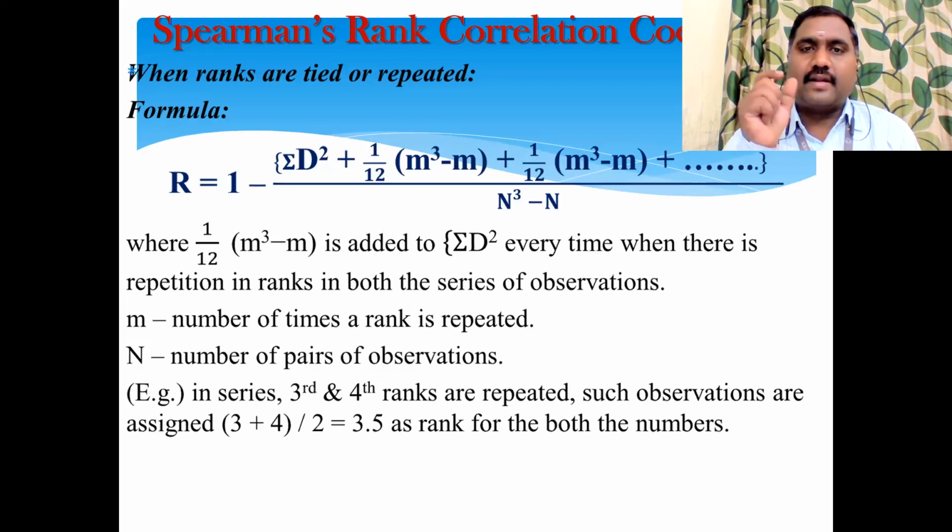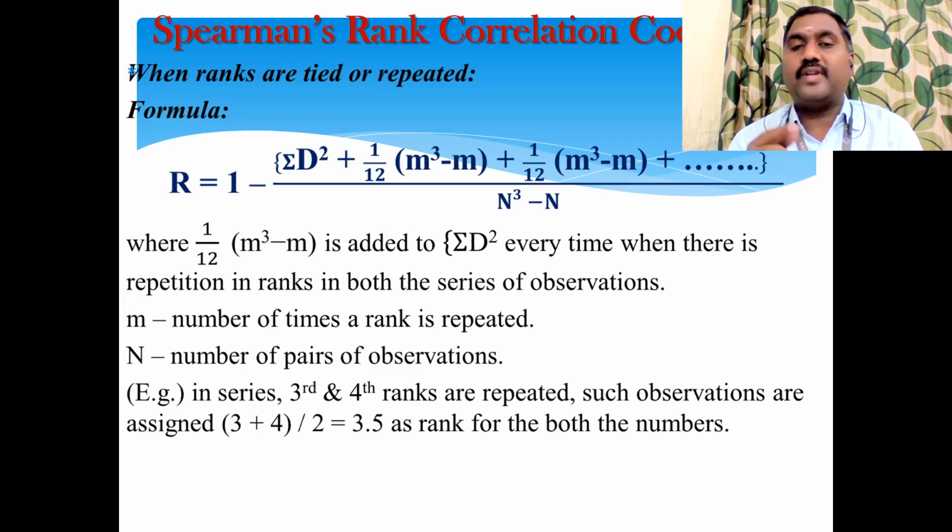When you are getting the same rank, or when the same values are repeated, you need to use this formula. I already told you, 1 by 12 into m power 3 minus m. How many times you add 1 by 12 (m power 3 minus m) depends upon the number of numbers that are repeated in each and every variable. For example, x and y, two variables are there. Sir, in x one number is repeated, in y two numbers are repeated. So 2 plus 1, 3.